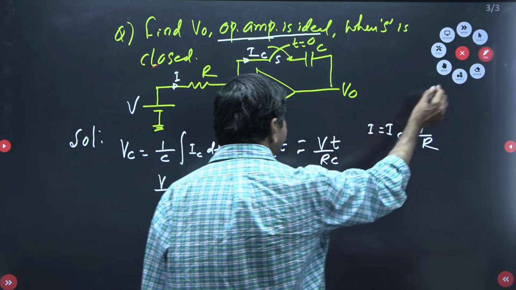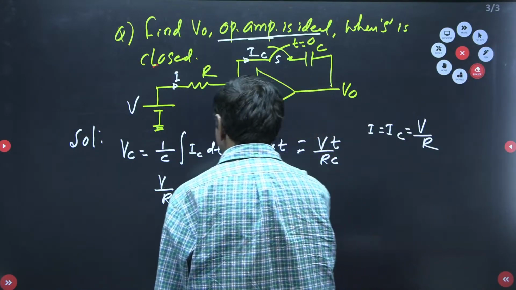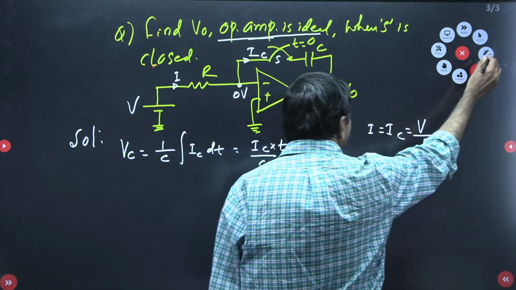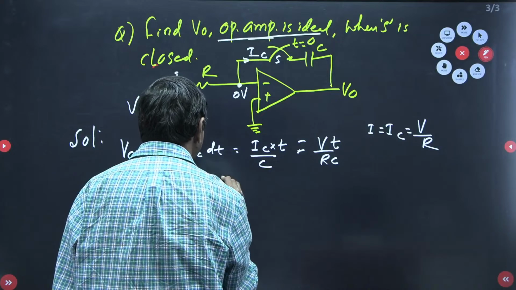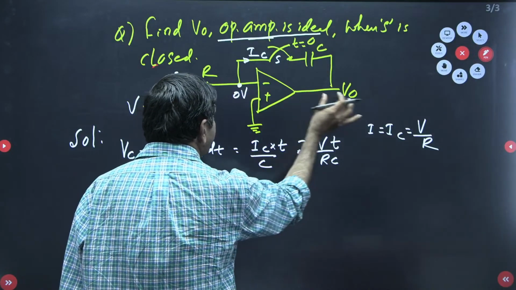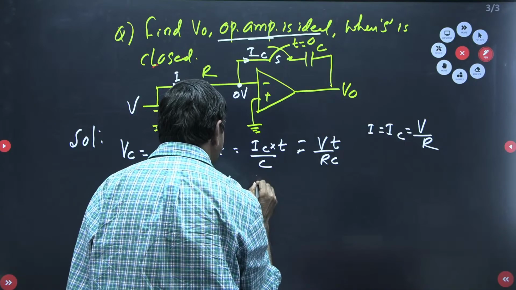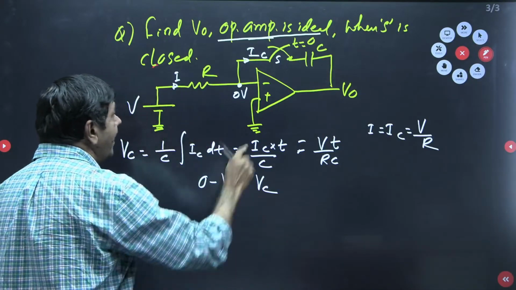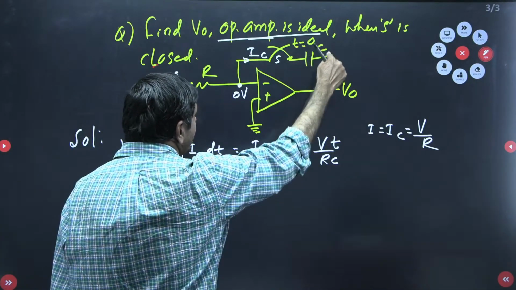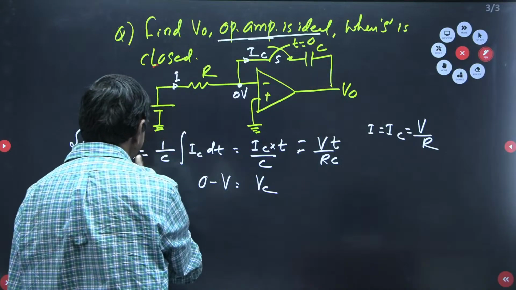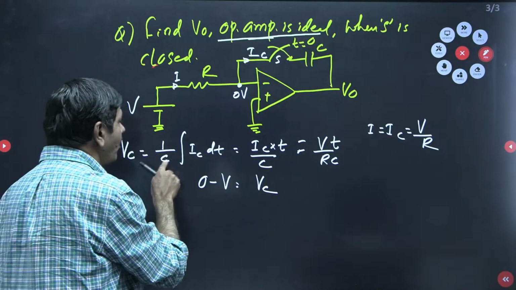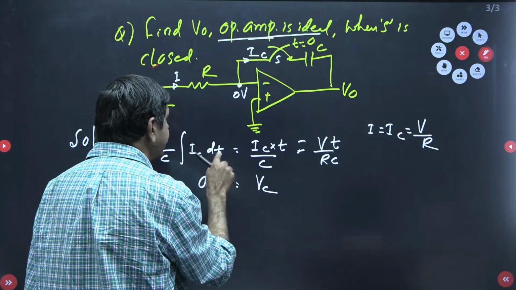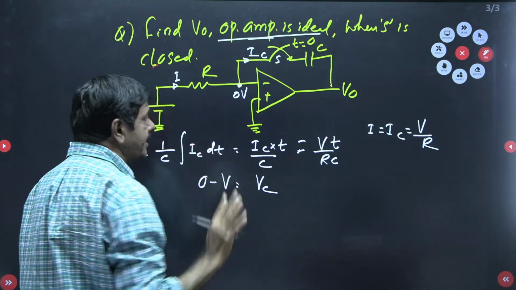Already we are getting the voltage here. We are unnecessarily making a mistake. Directly, 0 minus V naught equal to the voltage across the capacitor. Try to catch my point. Initially, I am calculating the voltage across the capacitor. Vc equal to 1 by C integral IC dt, which is 1 by C into T.